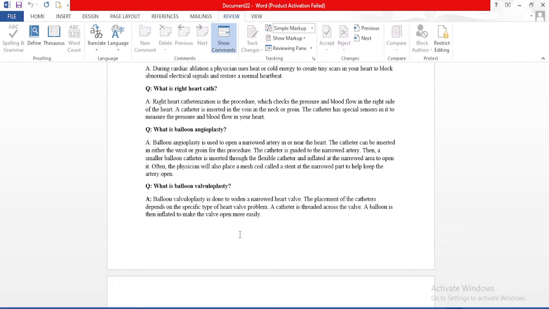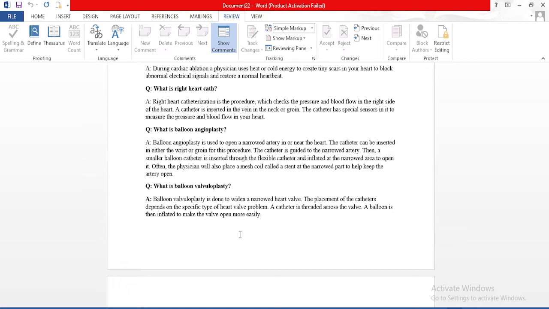Next question, what is balloon angioplasty? Angioplasty means repair of the blood vessel. Using the balloon, the physician will repair the blood vessels. So if a blood vessel is narrowed, he will expand it with the balloon. Balloon angioplasty is used to open a narrowed artery in or near the heart. Basically, balloon angioplasty is useful everywhere, not alone in the heart, like in our leg arteries. Also, a physician will perform angioplasty if those arteries or veins are clogged.